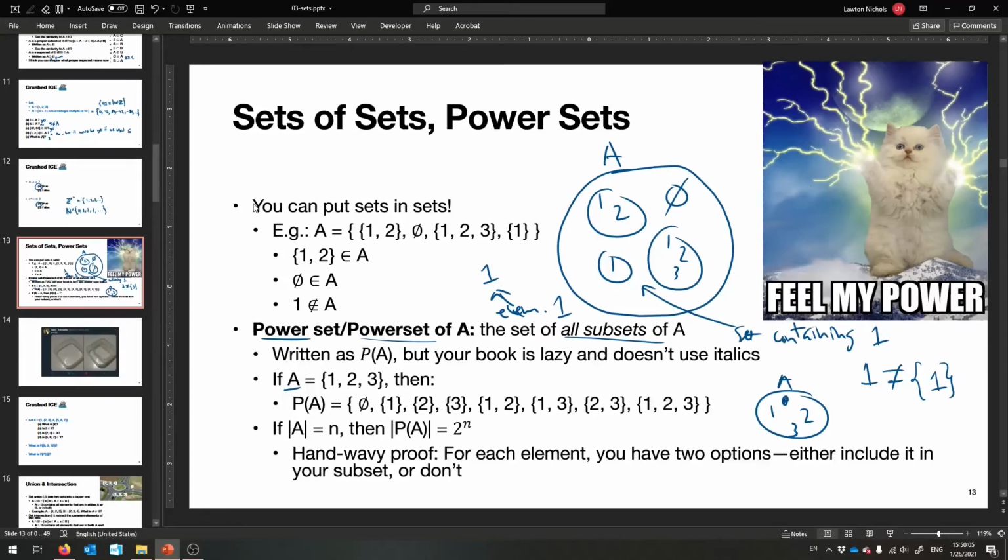So you can just pick out nothing from a set. That's totally fine. The set containing 1, that's a subset of A. 2, subset of A. Just containing 3, that's a subset of A. The set {1, 2}, yes, that's a subset of A, because you can just pick it out like that. Similarly for {1, 3} and {2, 3}. And then the whole thing, of course, is a subset, because every set is a subset of itself.